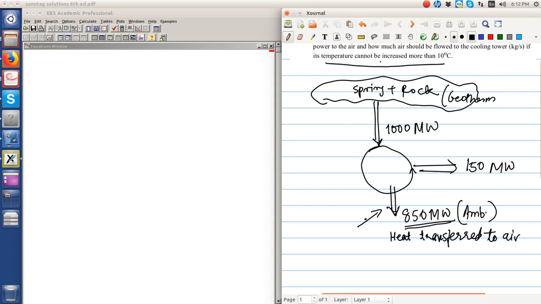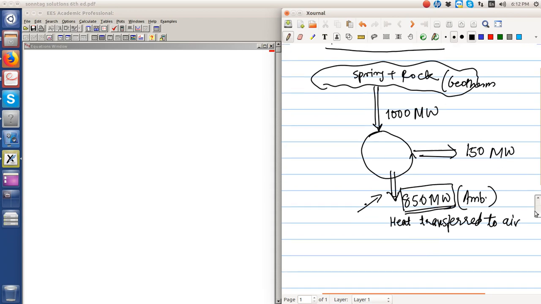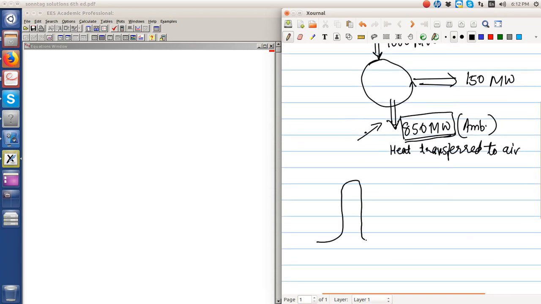And we do not want the temperature to increase by more than 10 degrees Celsius. So the heat output to the ambient is balanced by the amount of air flowing through the cooling tower. So the amount of heat going into the cooling tower. The cooling tower has a very peculiar shape, and there is some smoke coming out.